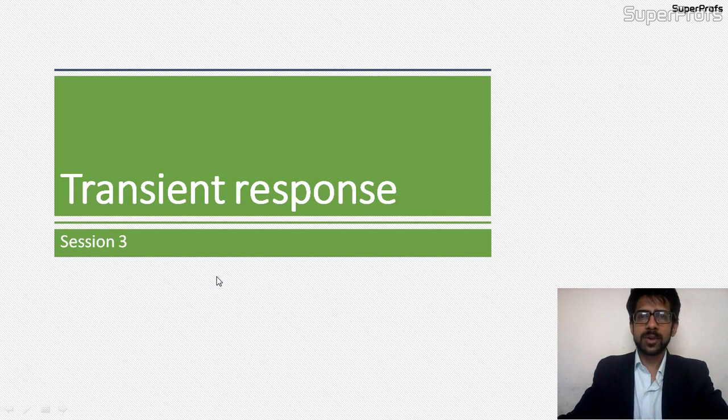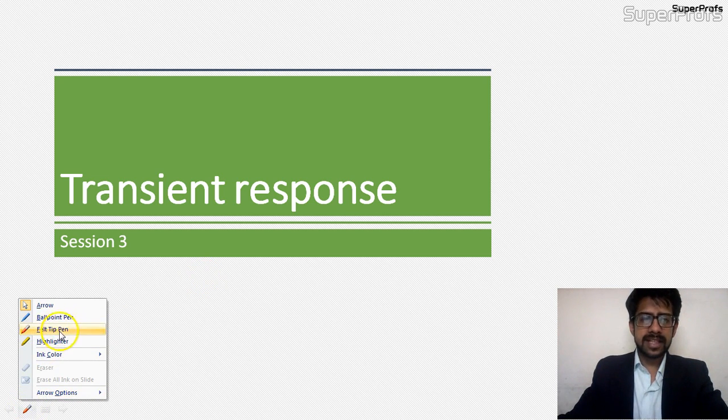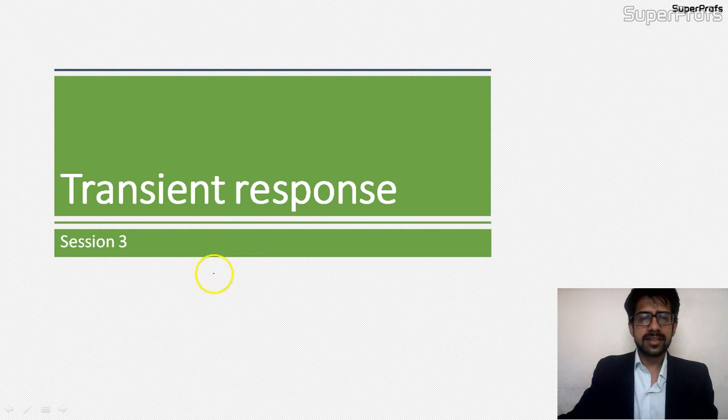Now, what is a transient response? I had given a slight idea in the introduction session. While describing the input-output relation of any system, I described there are two types of outputs. One is a steady state output and the other is a transient output.